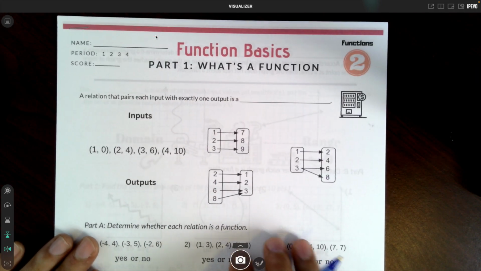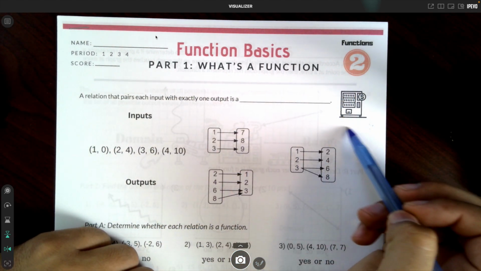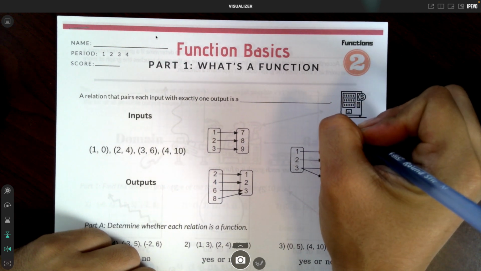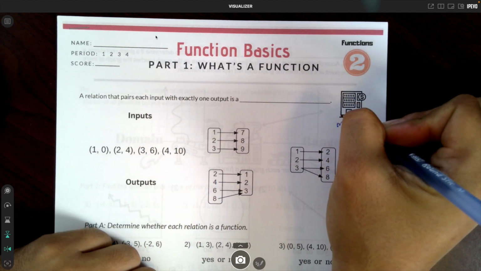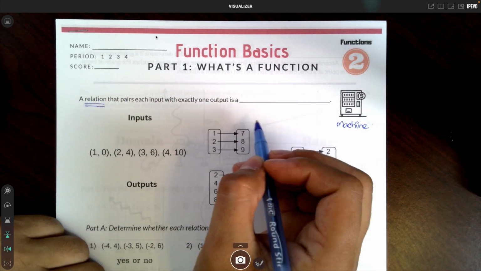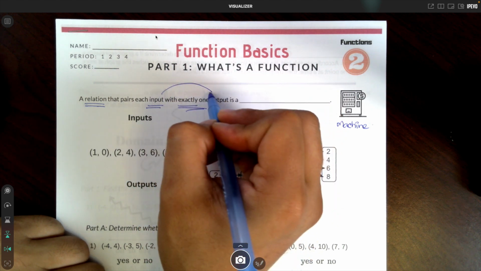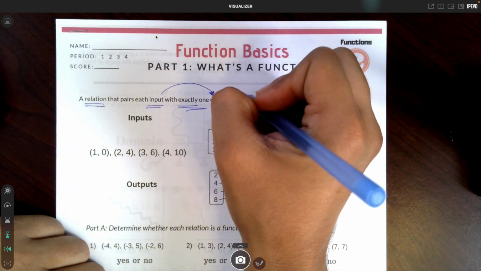So I'm going to go ahead and pull up the packet right now. Give me a second. Here's the packet. We're going to go over this packet. We're going to start off with part one. What's a function? And I already told you, think of it like a vending machine. It's really like a machine, but really, a function is a relation where you have an input and you get exactly one output. That's the math definition of a function.